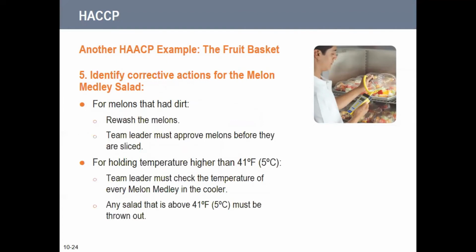So again, what happens if it doesn't work out and it doesn't meet critical limits? Well, you identify corrective actions. So for melons that had dirt on them still, rewash the melons. If that's the case and they had to rewash the melons, then part of the SOP is that the team leader needs to approve the melon before they're sliced. If you have to take a corrective action, you want to make sure that whoever's doing it is doing it correctly, because you might find the reason why there's still dirt on it is they're not following the standard operating procedure. And then you have to look at, from a manager perspective, different class, how you train or retrain. All right. See, it ties in together.